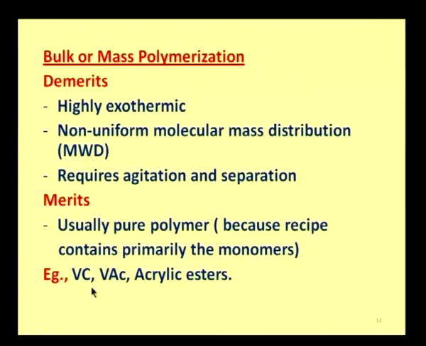The monomers or polymers that are formed by this bulk polymerization technique include vinyl chloride, vinyl acetate, or polyvinyl chloride, polyvinyl acetates, polyacrylic esters, and so on. They are very effectively formed by this particular technique.